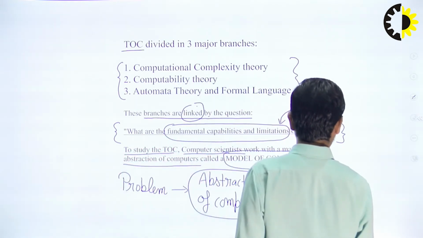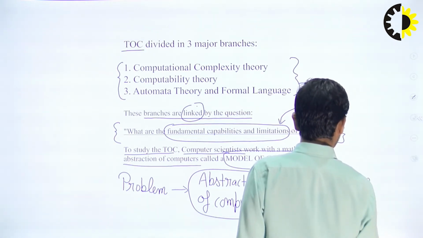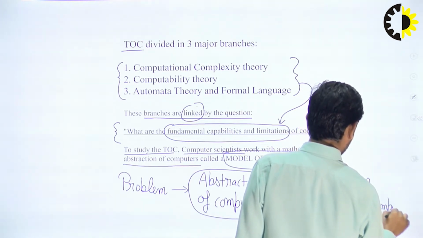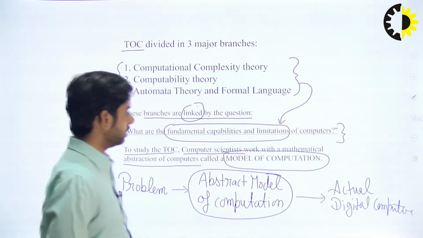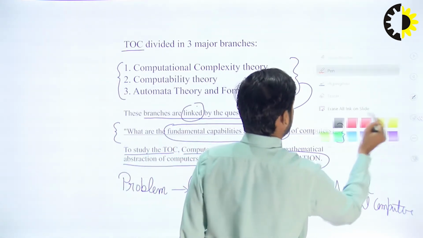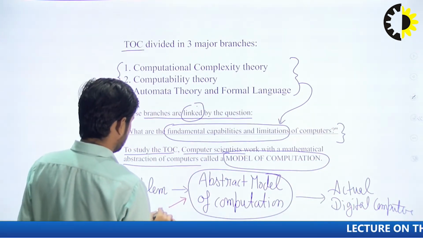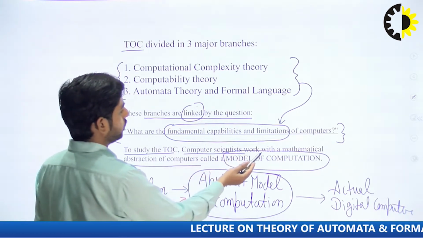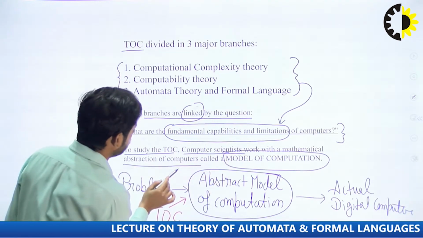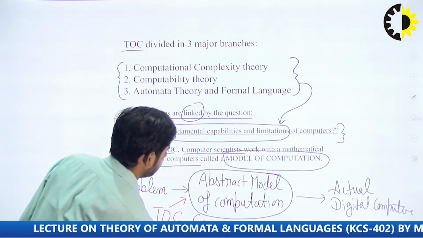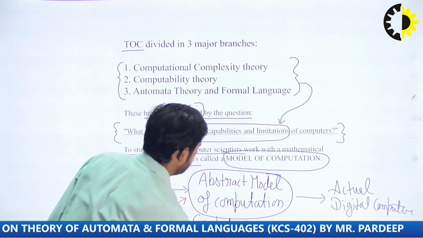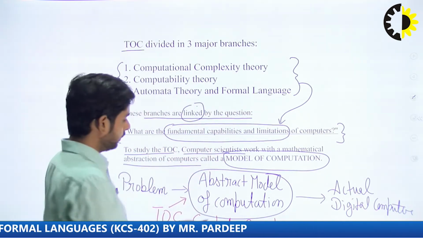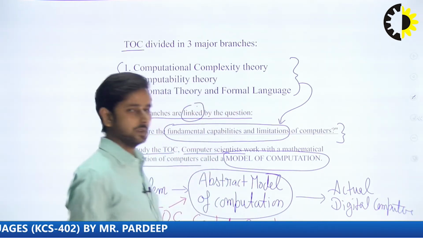Okay, and then the actual digital computer. TOC deals with this abstract model. To study TOC, computer scientists work with a mathematical abstraction of computers, this abstract model. And if this model is successful, then it is easy to convert into an actual digital computer.